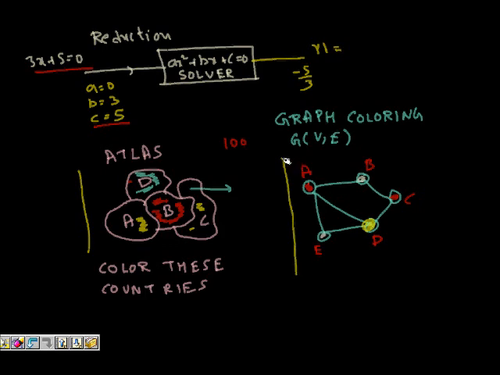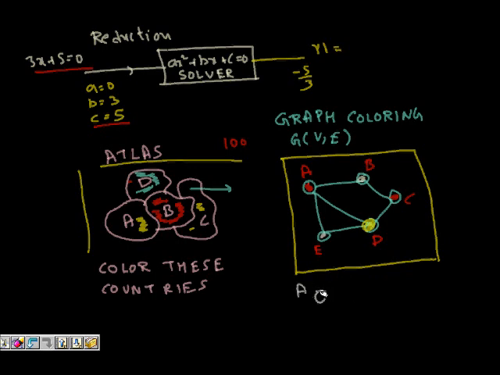Let's say that I have a graph coloring solver, a black box, where you give it a graph with vertices and edges. It can color your graph using the minimum number of colors. Now I can transform or reduce this atlas problem to this graph coloring problem. And how? Let's try it out. I have A, B, C, D, four nodes here, so I make vertices for them: A, B, C and D.